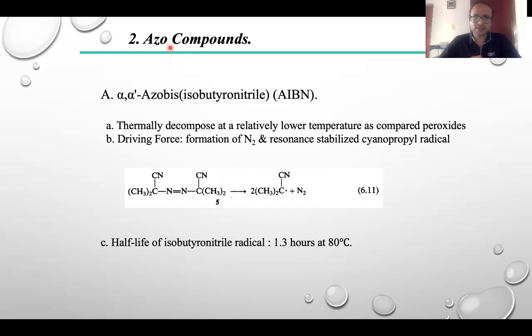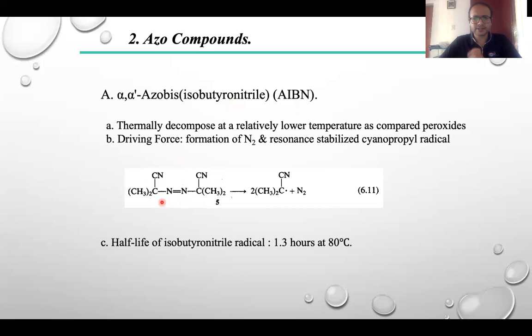Now, as the name suggests, we have an azo group in this particular free radical initiator. So structurally, this is a very common azo compound that is used as a free radical initiator. And the name is basically alpha alpha azo bis isobutyronitrile. So this is isobutyl because there are 4 carbons, and nitrile. That is why this name came, isobutyronitrile. And this is abbreviated as AIBN.